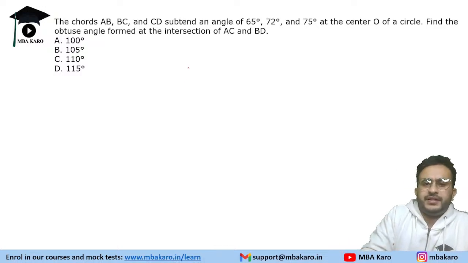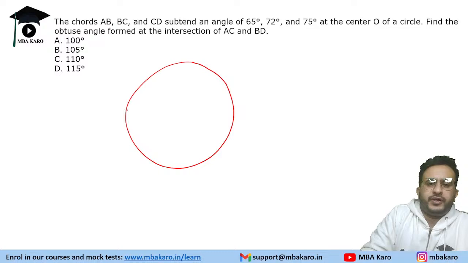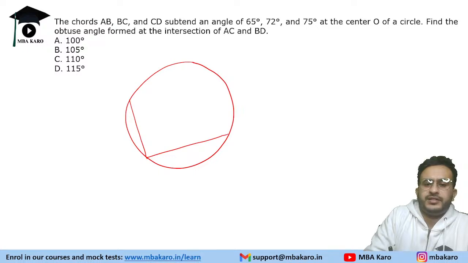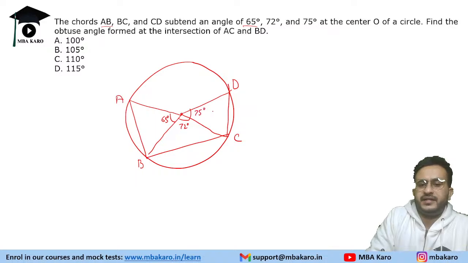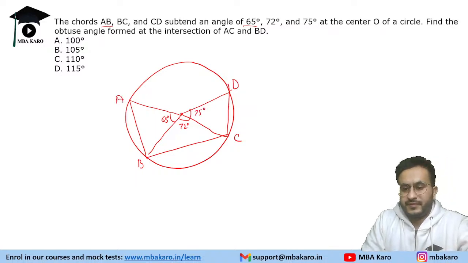So there are three points AB, BC and CD, right? So let us say these are 3 points ABC, 4 points A, B, C, D. Okay, so it says AB makes angle of 65 degree at center. So this is the center. So AB makes 65 degree at the center, right? BC makes 72 degrees at the center. Okay, and CD makes how much? 75 degrees at the center. That is what is given to us, isn't it?